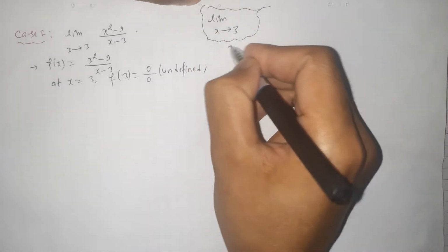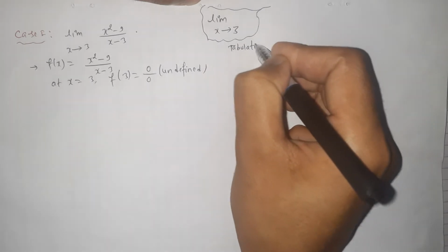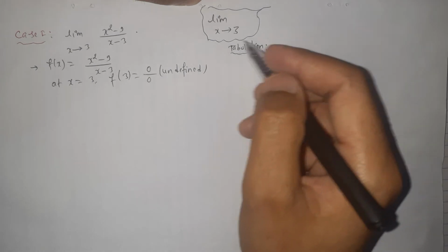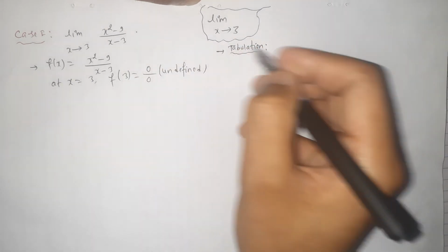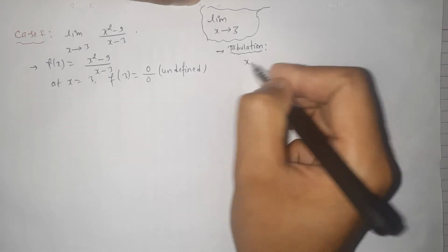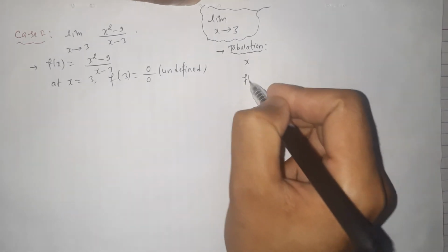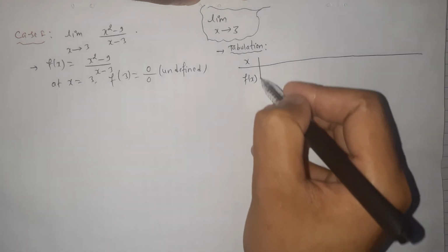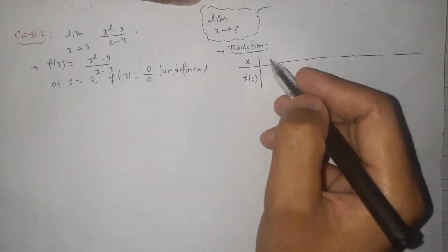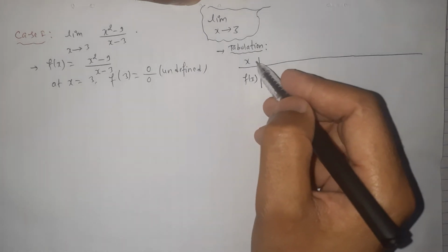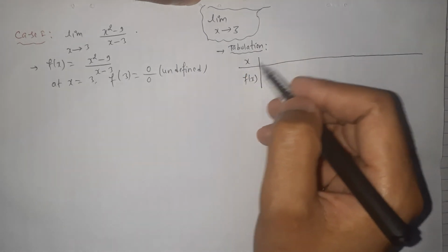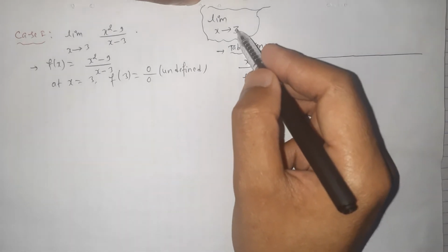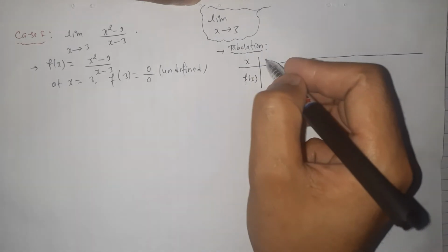Let's make a table. Here I use the basic method for calculation of the limit. This is the tabulation method. Let's make the table. Here this is the input x and the output is f of x. Let's take different values of x, and here I am writing values of x such that they are very close to 3. Let's approach this 3 from the left part first.